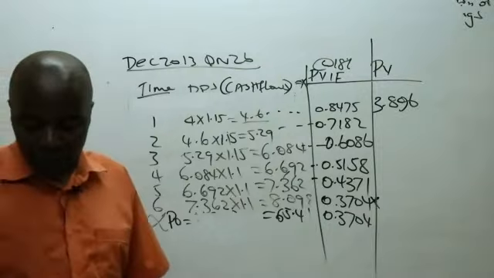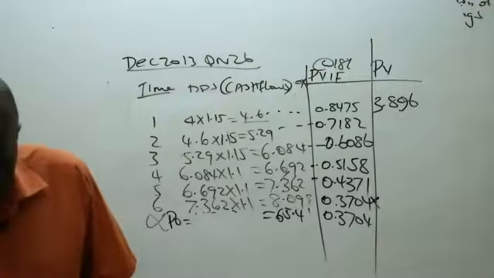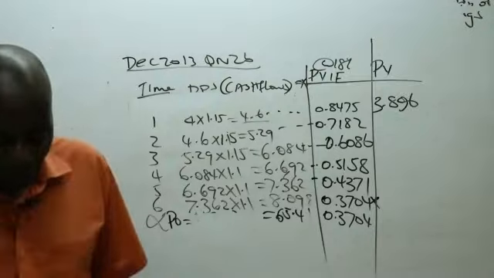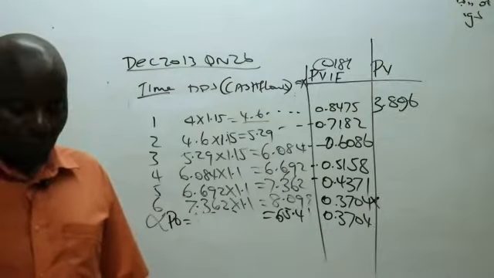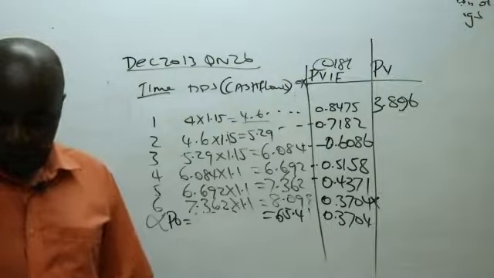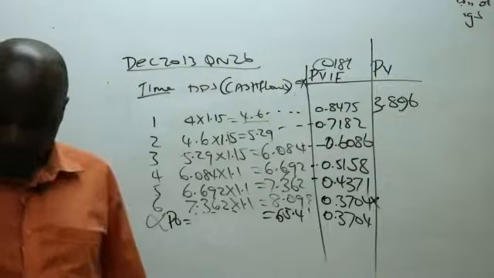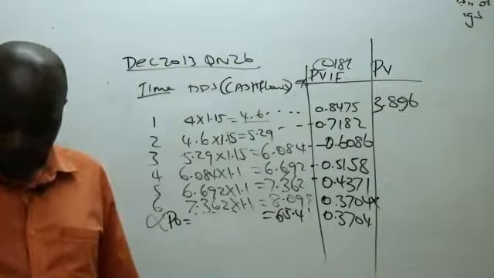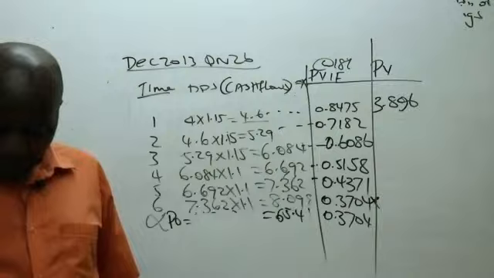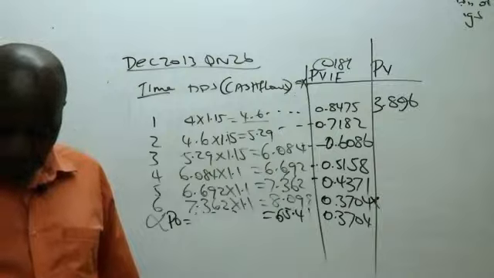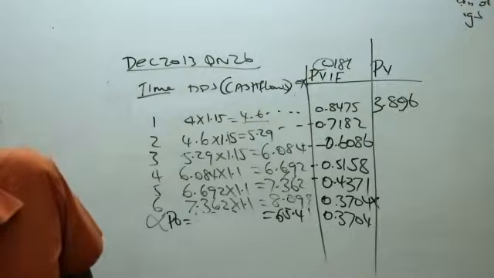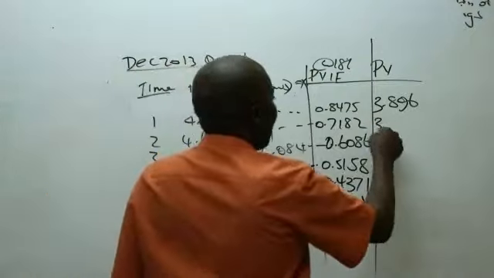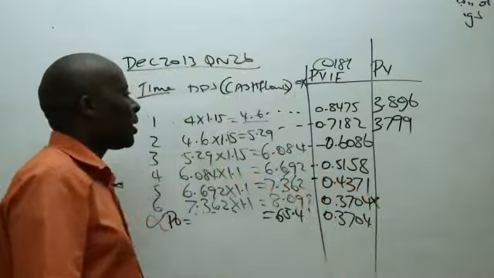How about the second present value? Nobody has given me the second present value. What figures do we have there? Somebody. So, second present value. I'm being given 3.799. Let's go to the third present value.